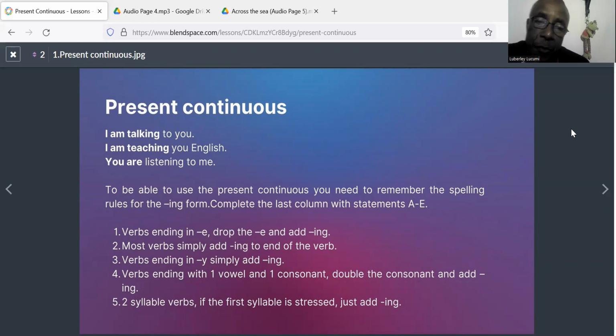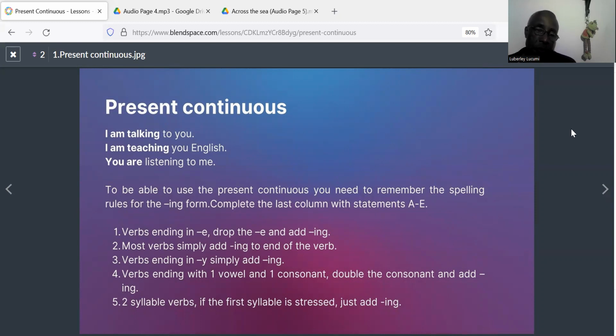Okay, let's read this part and pay attention because it's really important to know that. To be able to use the present continuous, you need to remember the spelling rules for the ing. Complete the last column with statements from A to E. Actually, it is from 1 to 5. Okay.